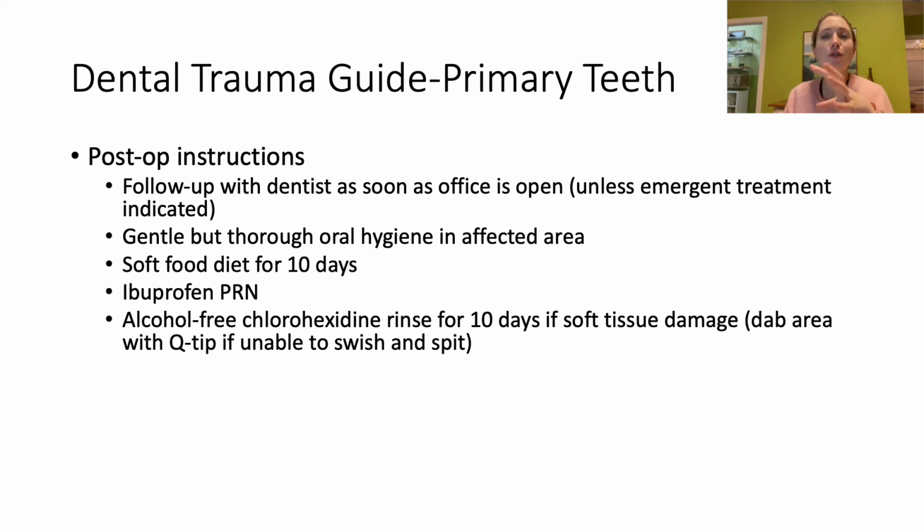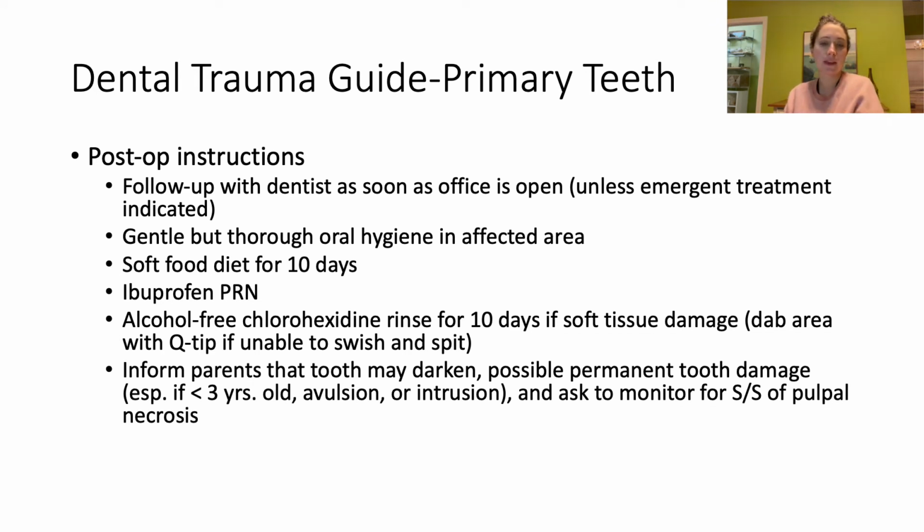And if the child is too young, like younger than 6, and they can't swish and spit, then you can have the parent just dab a Q-tip into the chlorhexidine and then dab it on the teeth. Then you also want to just let the parents know that the tooth may darken. There's always possibility for permanent tooth damage, especially if the child's under 3, because those permanent teeth are still really forming, if the tooth was avulsed or knocked out, or if the tooth was intruded or pushed in.